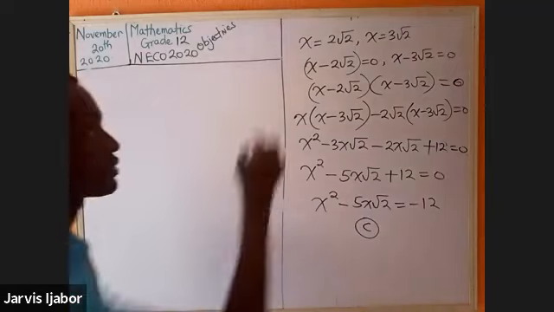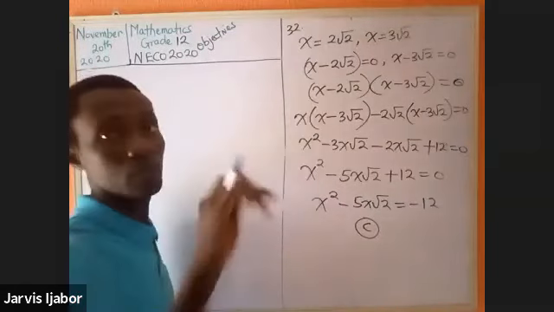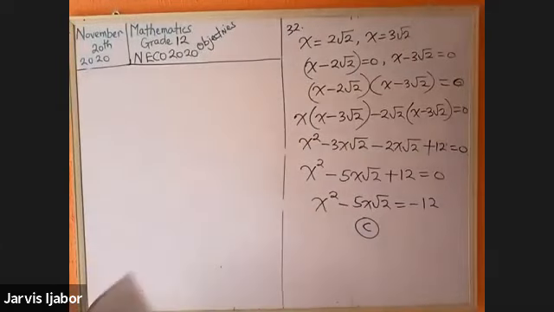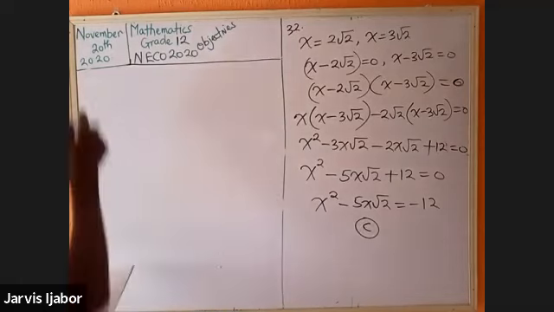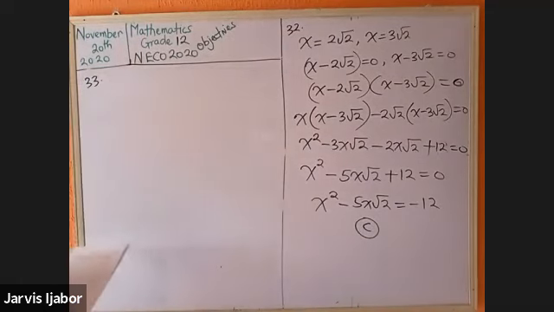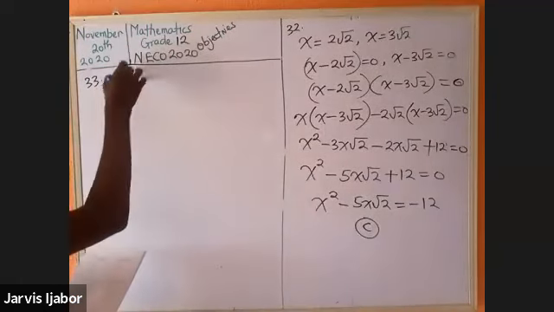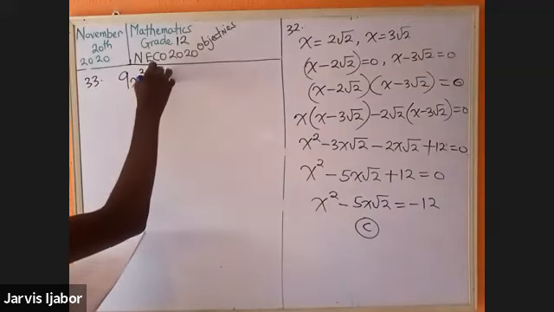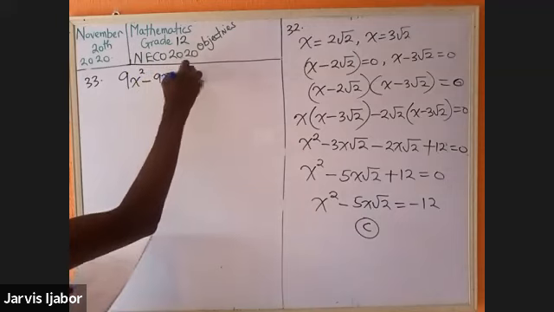So that's for question 32. So let's go to question 33. I think the questions in this setup are not very troublesome. In question 33, you're given an equation 9x squared minus 9x equal to negative 2.